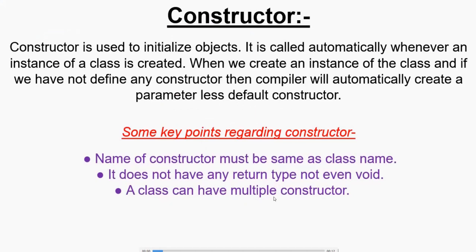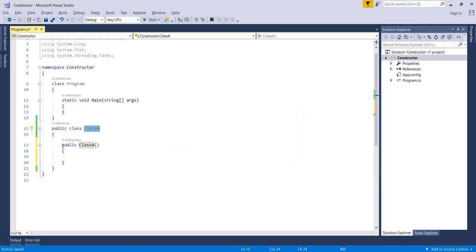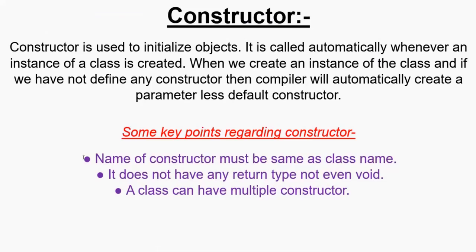A class can have multiple constructors. Yes, a class can have multiple constructors. We can create ten or more constructors. There is no limit, but we will see them one by one. Now we have created our constructor.